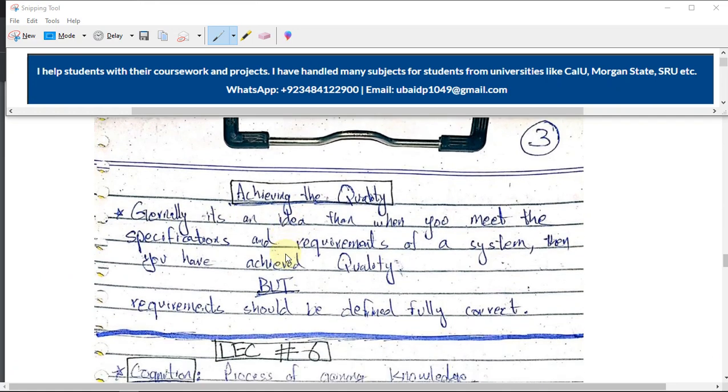But the main catch here is that requirements should be defined in a super correct way. If anything goes wrong in the requirement definition phase, you cannot achieve quality in any sense, right? So that is the main thing in the quality requirements.